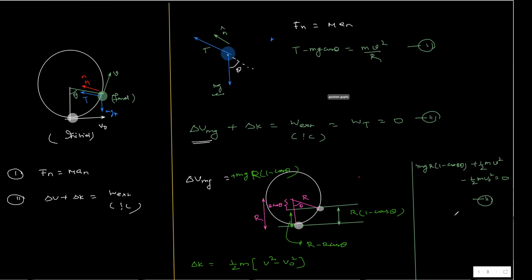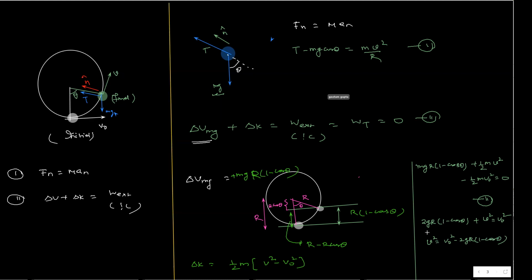So from equation 2, what will you get? You can cancel out half m from here. So you will multiply, and you will get 2gr into 1 minus cos theta plus v squared is equal to v naught squared. So basically v squared will be v naught squared minus 2gr into 1 minus cos theta. This is v as a function of theta.